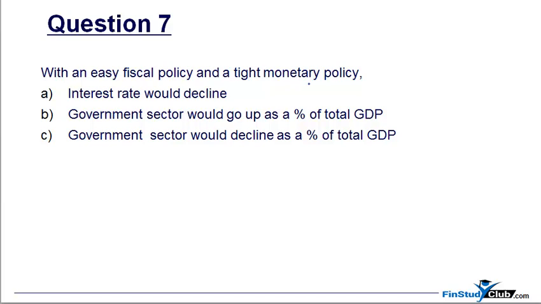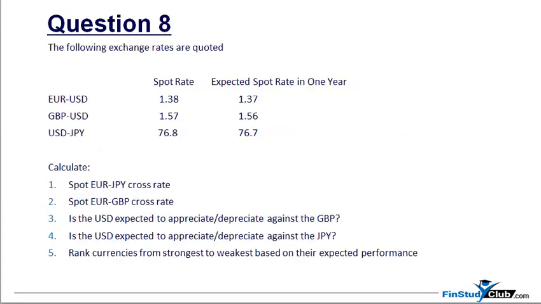A tight monetary policy would be indicative of less liquidity in the system, and hence, let's say a rising real interest rate, which would make it difficult for the private sector to invest aggressively. So there could be a decline in private sector activity, coupled with a rise in activity within the public space on account of the rising government expenditure. So net one would like to believe that the government sector's share within the economy would go up. So the government sector would go up as a percentage of total GDP. This looks to be the most appropriate option. Moving on, let's look at the next question.